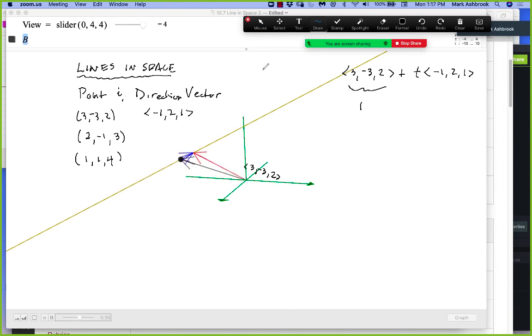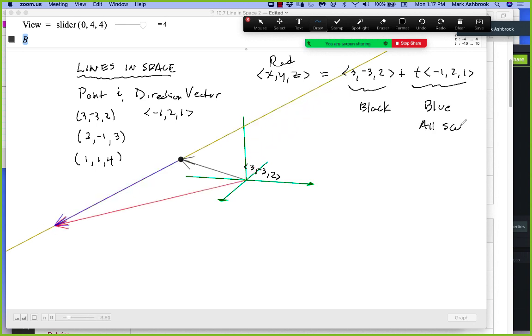So the red vector is all points on the line, x, y, z, equals what? The black is the initial point as a vector in standard position, plus all scalar multiples of this whole thing, which is blue: all scalings, all scalar multiples of our direction vector v.